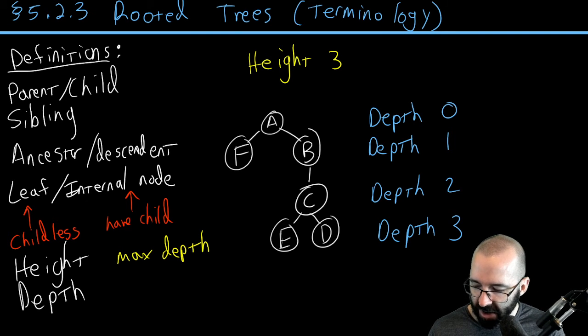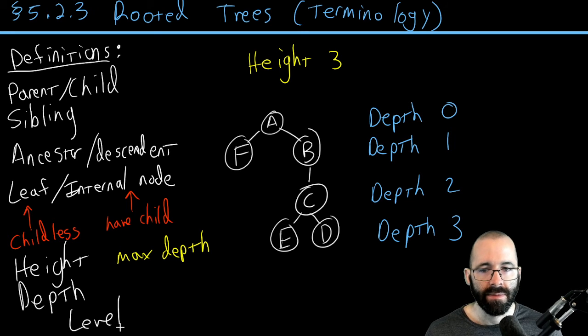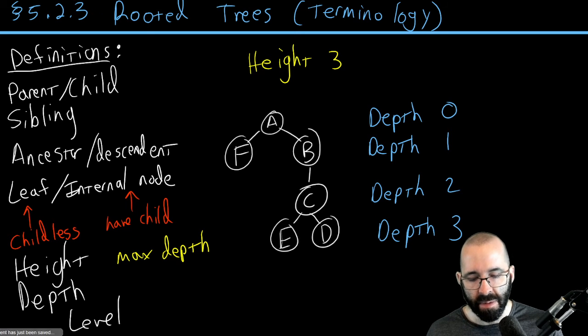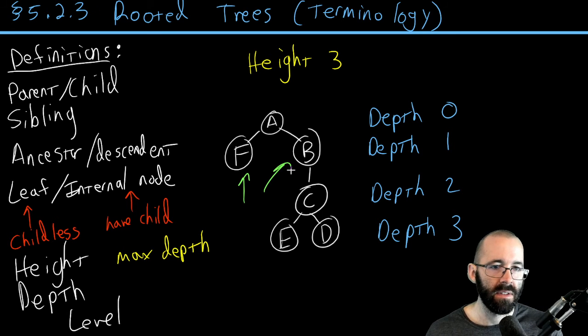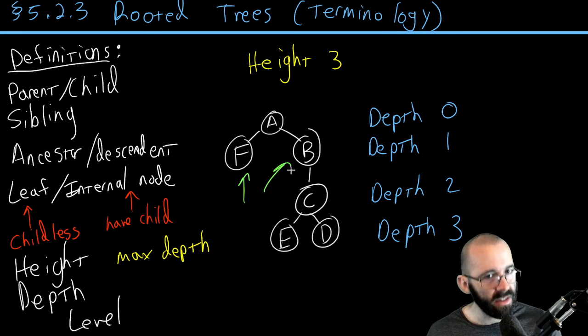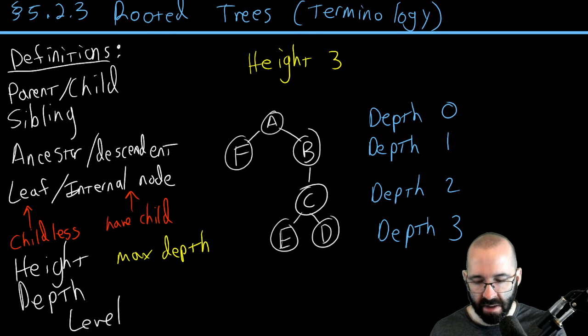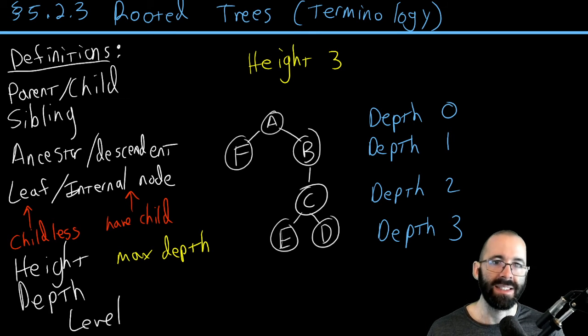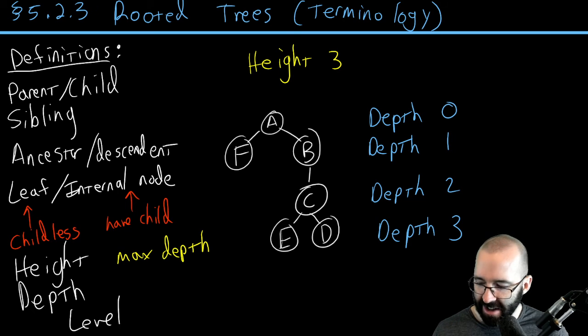And the last two things that we're going to talk about is the level. So nodes at the same level have the same depth. So these two nodes right here are at the same level. They both have depth 1. They're on the same level. Again, I think pretty self-explanatory. I don't think precision really matters in these definitions. That's basically the idea.